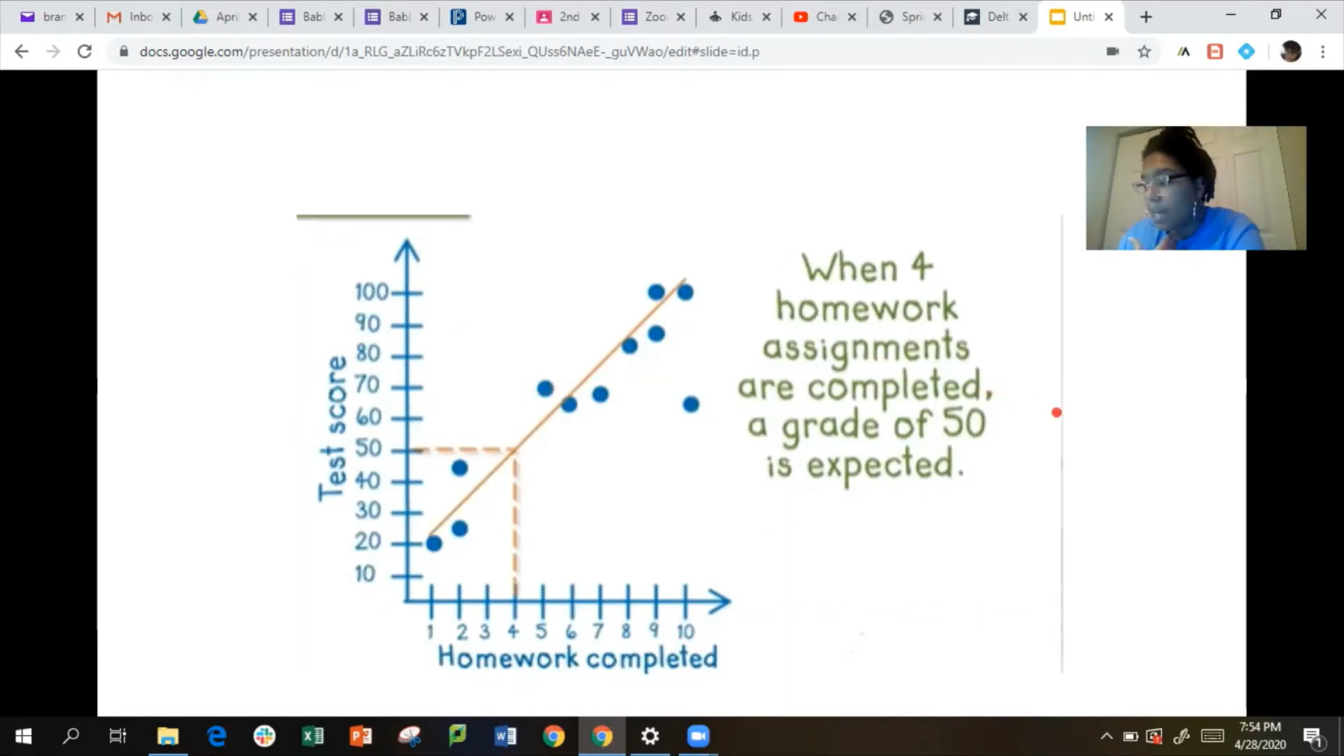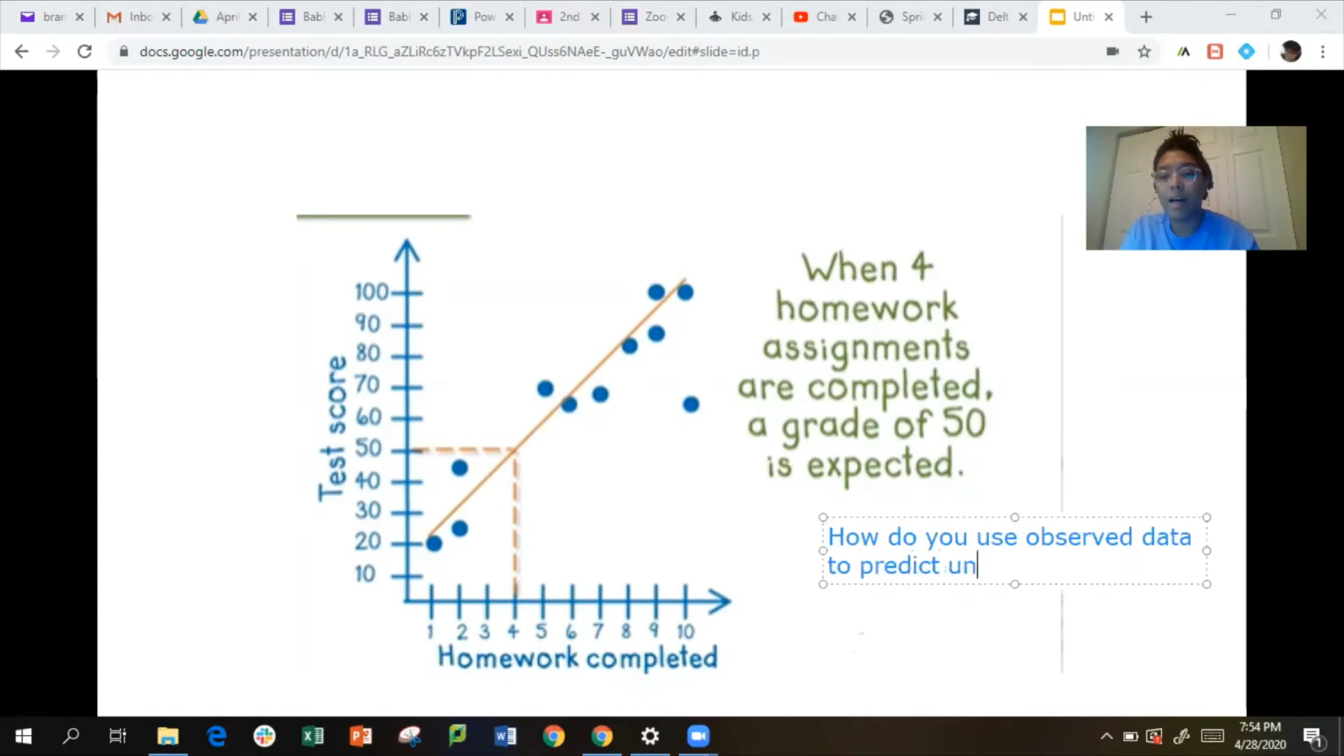So basically, the question that we like to ask is, how do you observe data to predict unobserved data? Let's put that question here so you'll see what I'm saying. So how do you use observed data to predict unobserved, I can't spell, data? That's the question at hand. How do you use observed data to predict unobserved data?